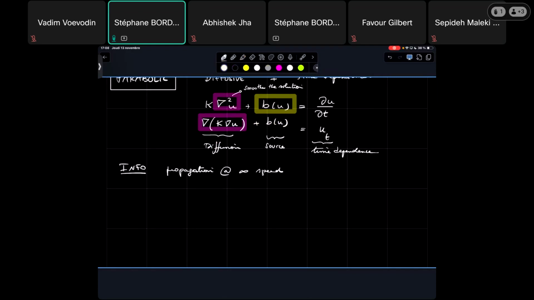Okay, how do we solve that? We can solve that using pretty much everything: finite difference, finite volume, finite elements, implicit methods like backward Euler, Crank-Nicolson, or anything. So that's quite easy.